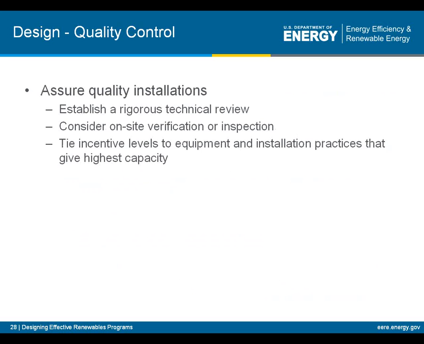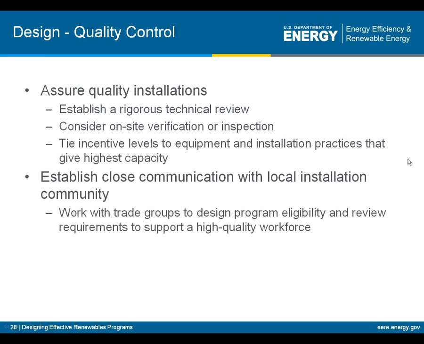Again, you want to assure quality installations by establishing a process of rigorous technical review, considering on-site verification or inspection, and you can certainly tie incentive levels themselves to equipment and installation practices. For example, you may want to give certain kinds of adders for wind turbine installations that provide a certain tower height, so that you're encouraging the deployment of wind turbines on appropriate towers. Or you may actually require a shading analysis as part of the application form for a PV project.